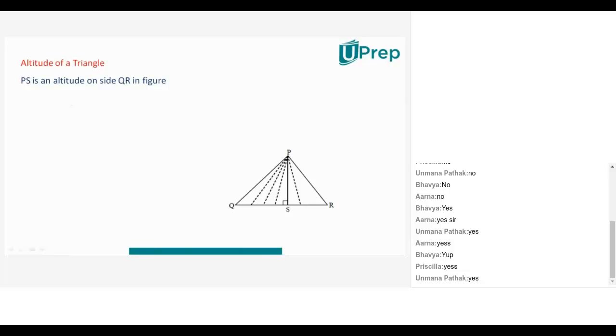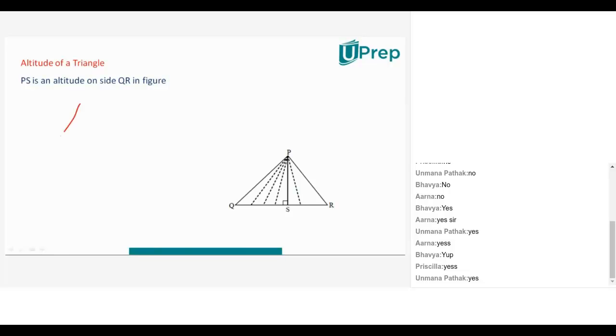Good. Now guys, very logically, if we look at our everyday scenarios, when you visited a doctor or at home when you want to check your height, do you stand in a slanting position or do you stand straight? You stand straight, right? Now, what is altitude? Altitude is simply the height of the triangle. How do we get the altitude?